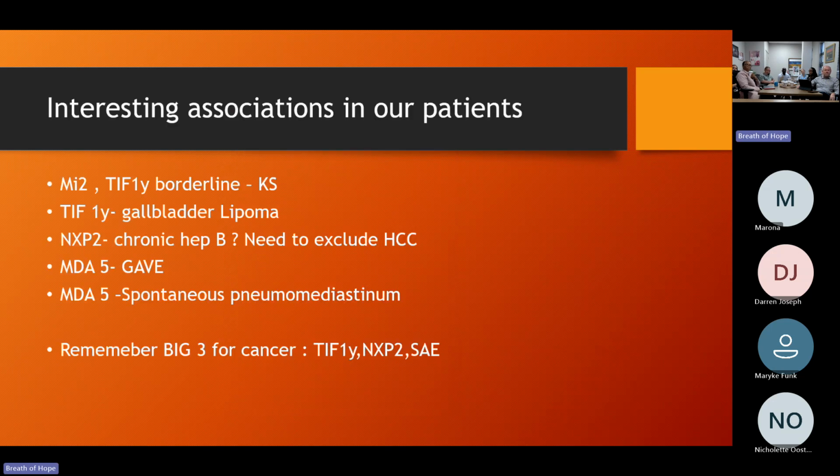Right. So this is what I want you to remember just in terms of these antibodies. And these are some interesting associations that we saw. TIF1 with a Kaposi sarcoma patient, the TIF1 with the gallbladder lipoma, the NXP2 with chronic hepatitis B, and you had to exclude HCC in him. The MDA5 I showed you with the spontaneous pneumomediastinum. Remember the big three for cancer there.